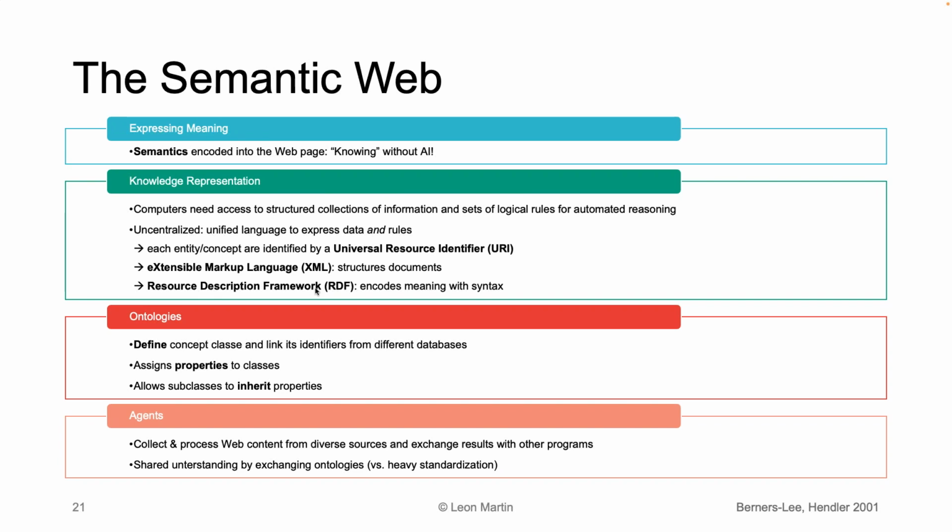So the second concept is knowledge representation. Computers need access to structured collections of information, and besides that, a set of logical rules for automated reasoning. All those databases that are publicly available on the internet are decentralized. You don't have just one general database of dogs. So we also need a unified language to express this data and the rules, because how the one database, like the official European database of dogs, is structured is okay.